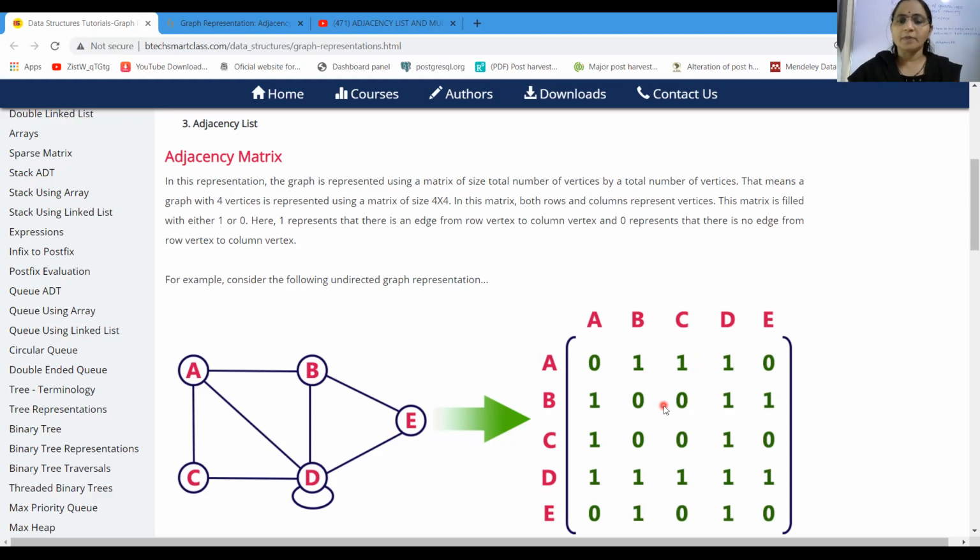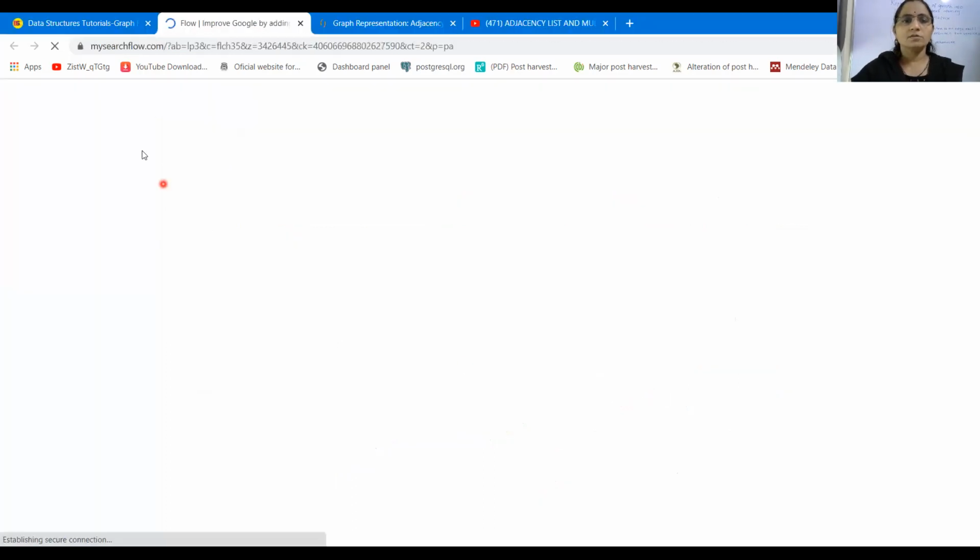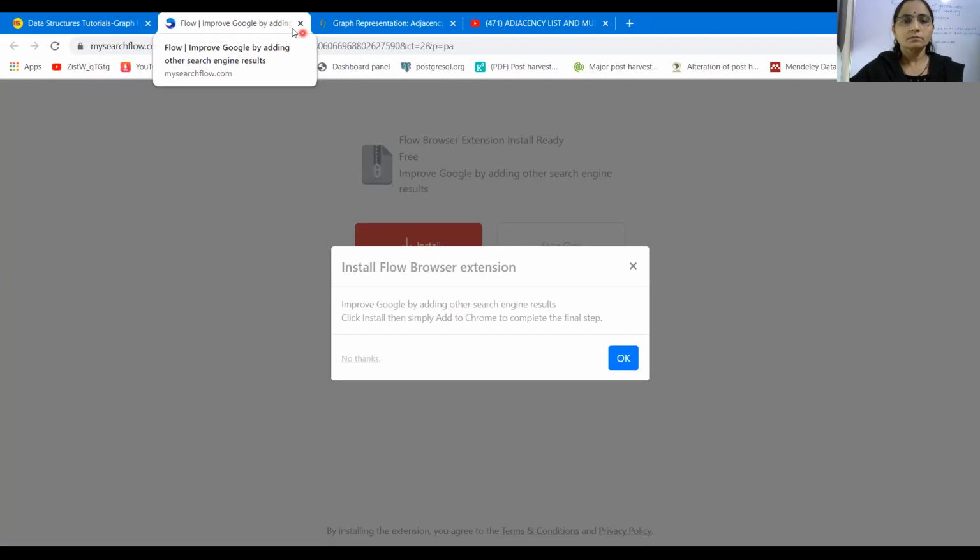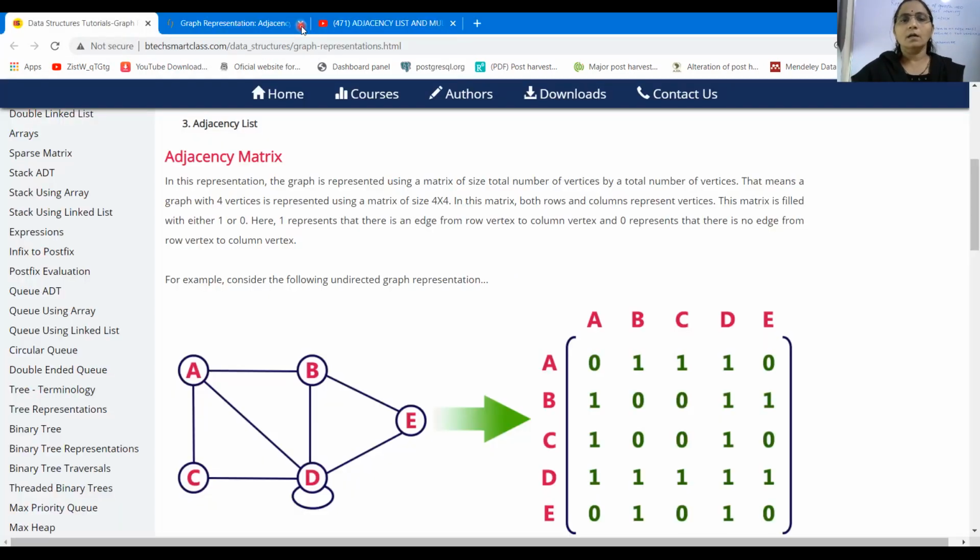Now after completing, just 1 minute. After completing the first row, you proceed to the second row. Okay, now you check the B row, B to A. Yes, for B to A, there is an edge because this is an undirected graph. There is no direction, so you go both ways, A to B as well as B to A. The edge exists, so it is represented with 1.